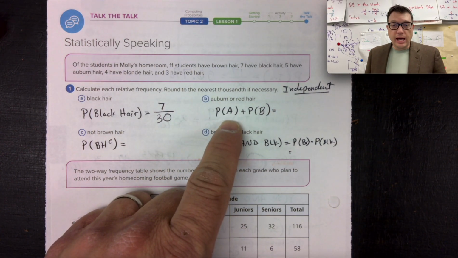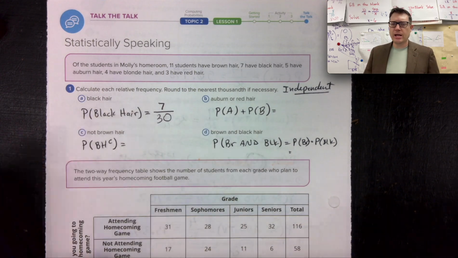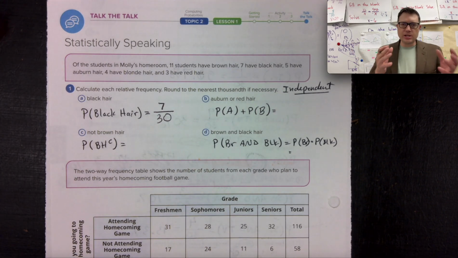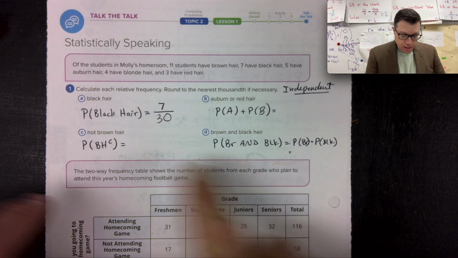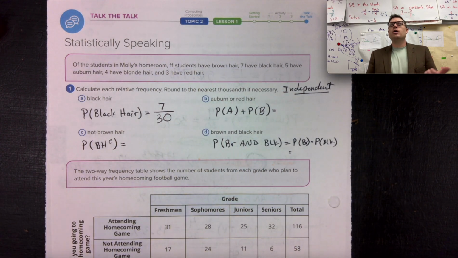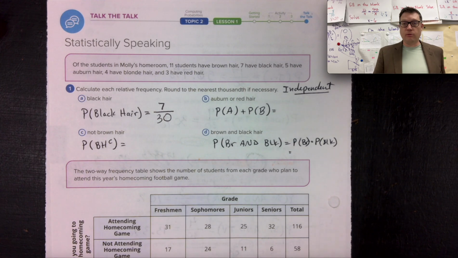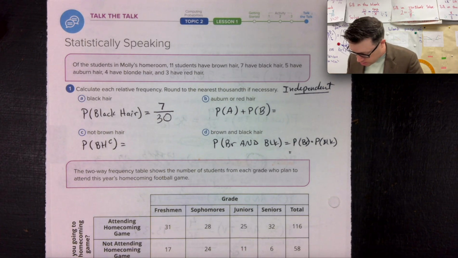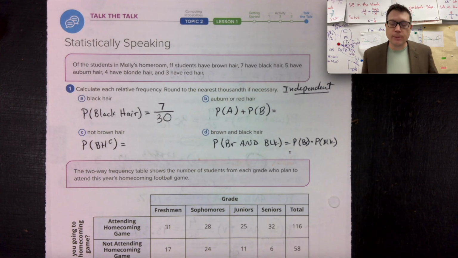Auburn hair, A, or red hair, B. You can't have both, in this scenario. Maybe there are things that you can do, but that hasn't been outlined in the parameters of this word problem. So we might want to be aware of the probability of auburn plus the probability of red hair, take away the probability of both auburn and red hair. We're just adding the probabilities separately.